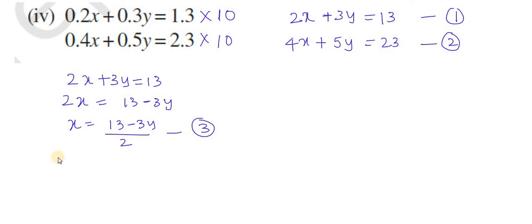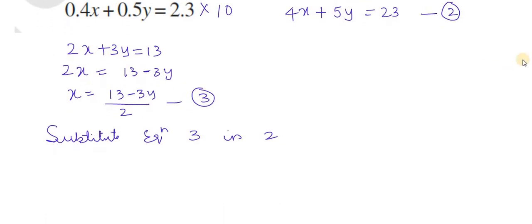Call this equation 3. Now substitute equation 3 in equation 1 or 2. Substitute in 2, not in 1. If you substitute in 1, you will not get a correct answer. If you want, you can try it in your rough book. I think you'll get 0. So here, 4x plus 5y equals 23.